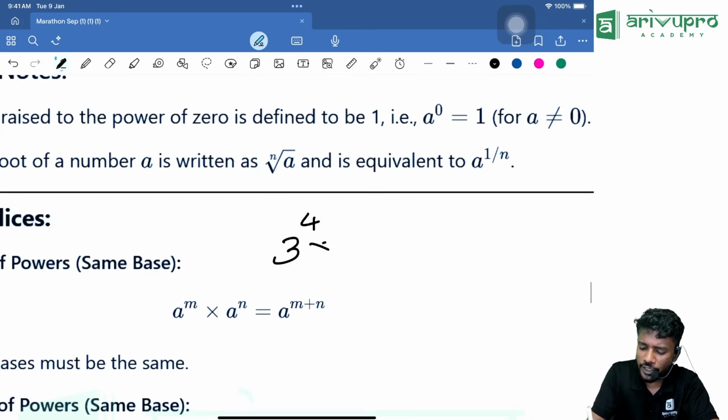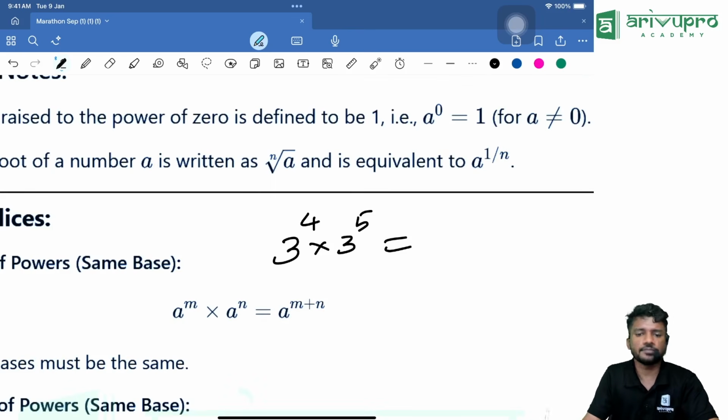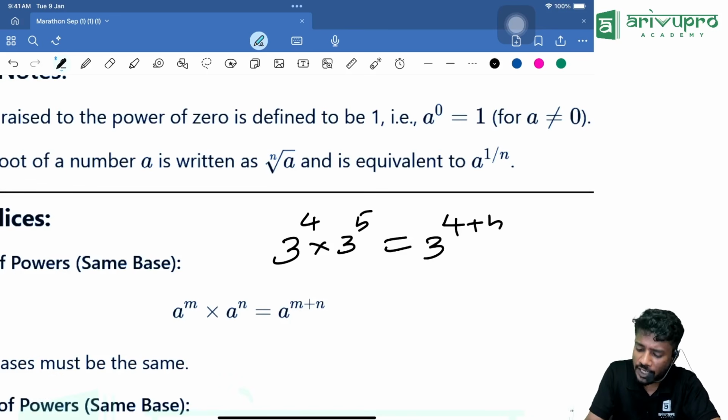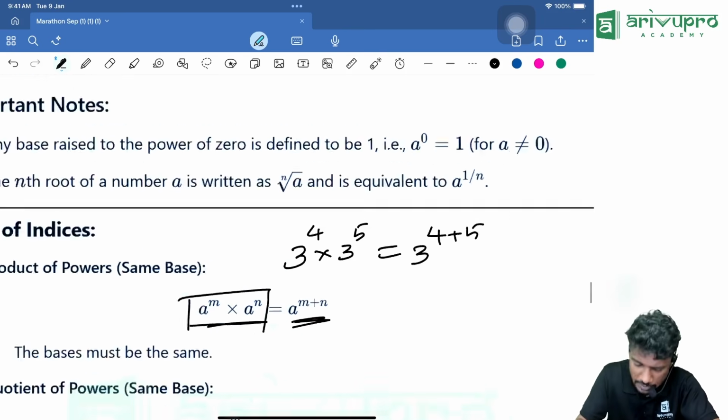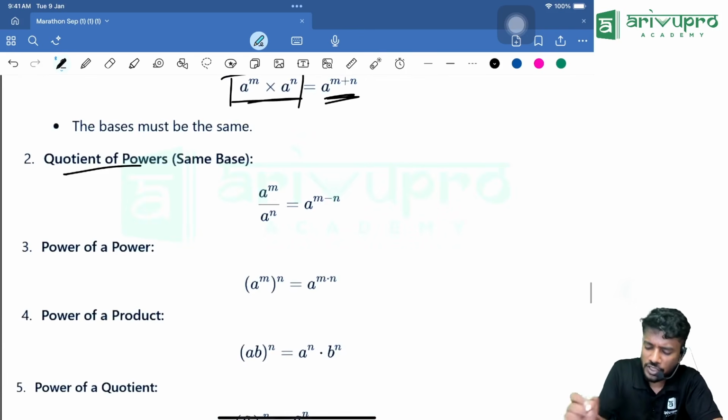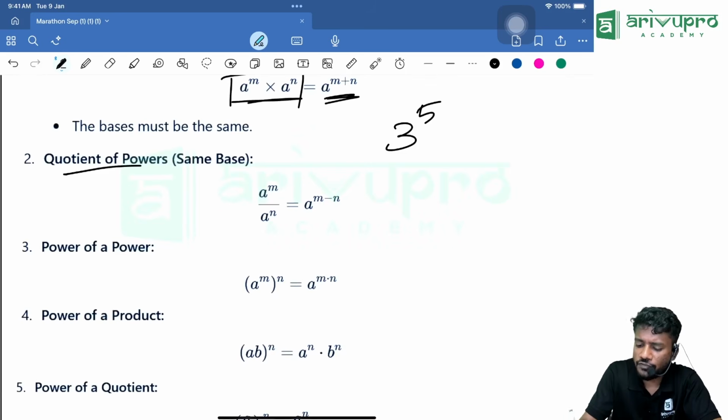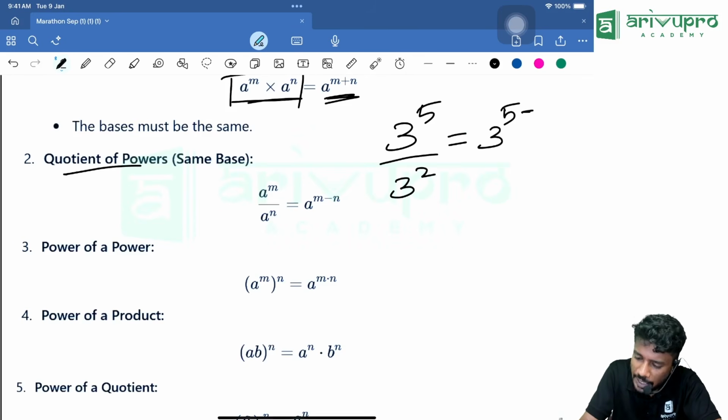3 raised to 4 into 3 raised to 5. What is the answer? 3 raised to 4 plus 5. We can write it as a raised to m into a raised to n can be written as a raised to m plus n. Then quotient. Whenever it is like 3 raised to 5 divided by 3 raised to 2, what is it? 3 raised to 5 minus 2, which is equal to 3 raised to 3.